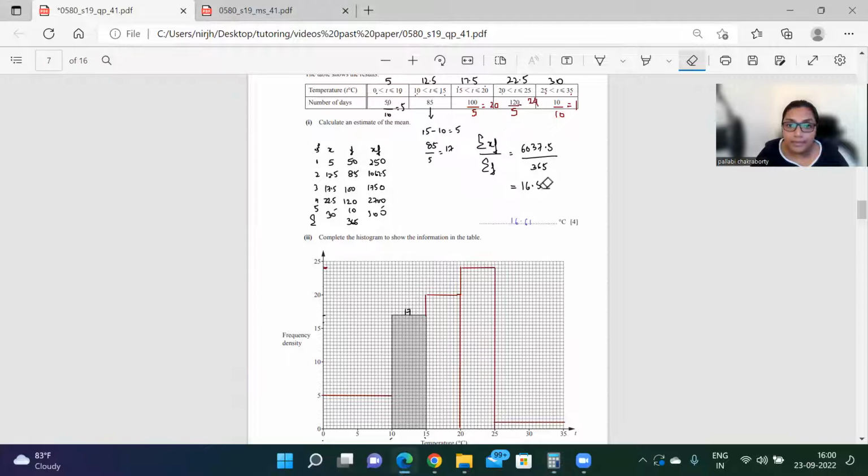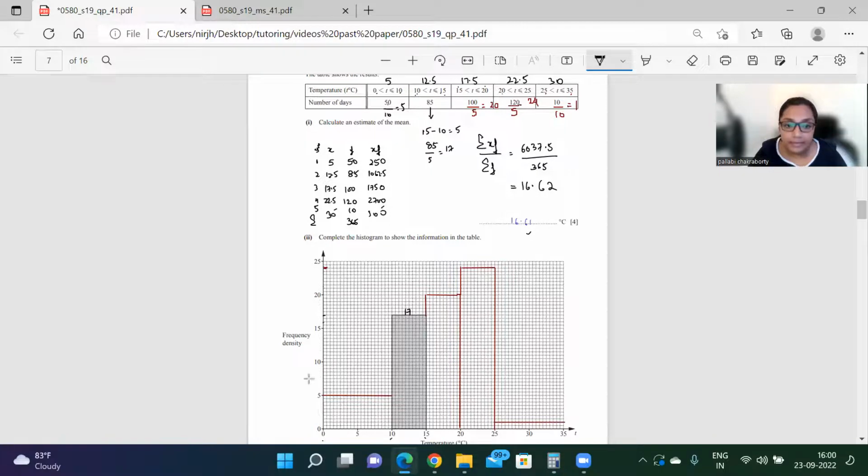So earlier we were getting a 16.54. This will be approximately 16.62. So the answer is 16.61. It's almost similar, but yes, there was a minor error because of that. Okay, moving on. I hope the histogram part is clear.